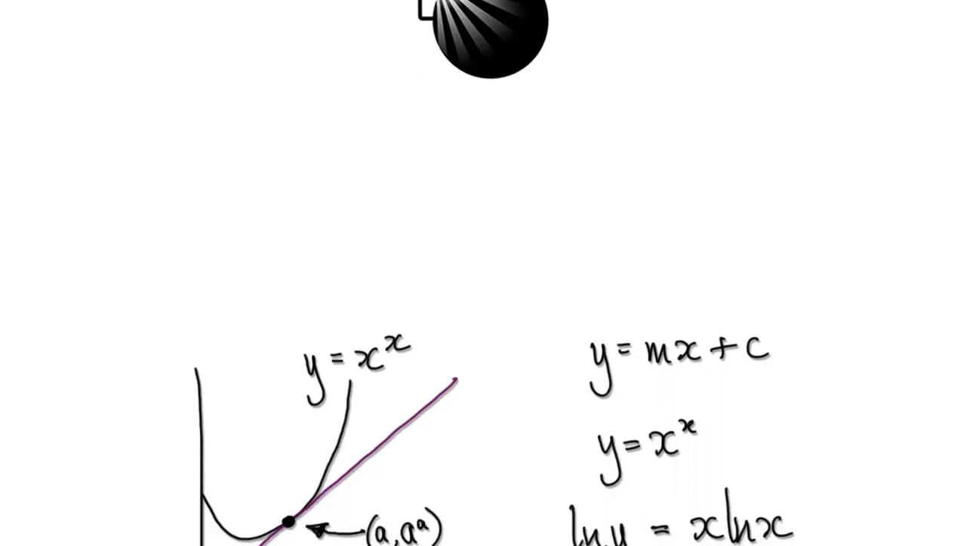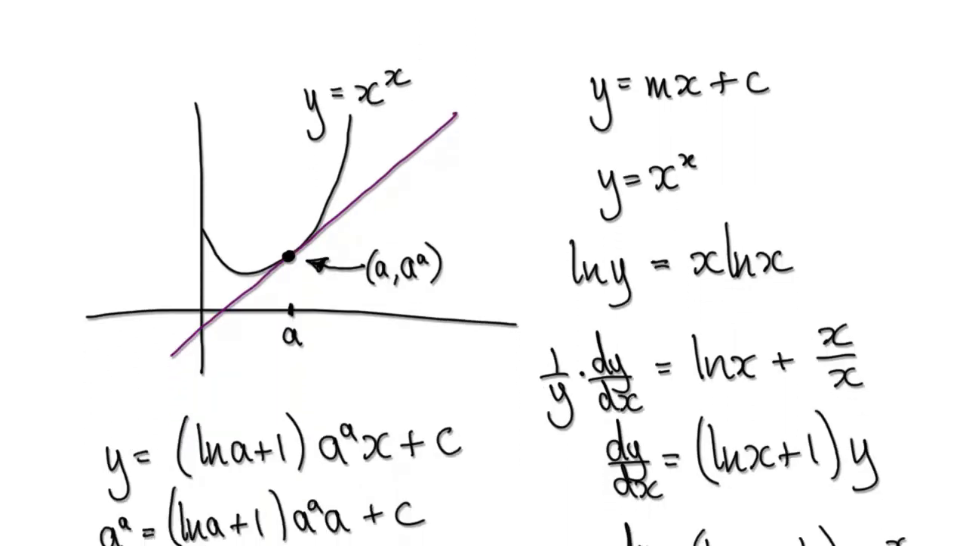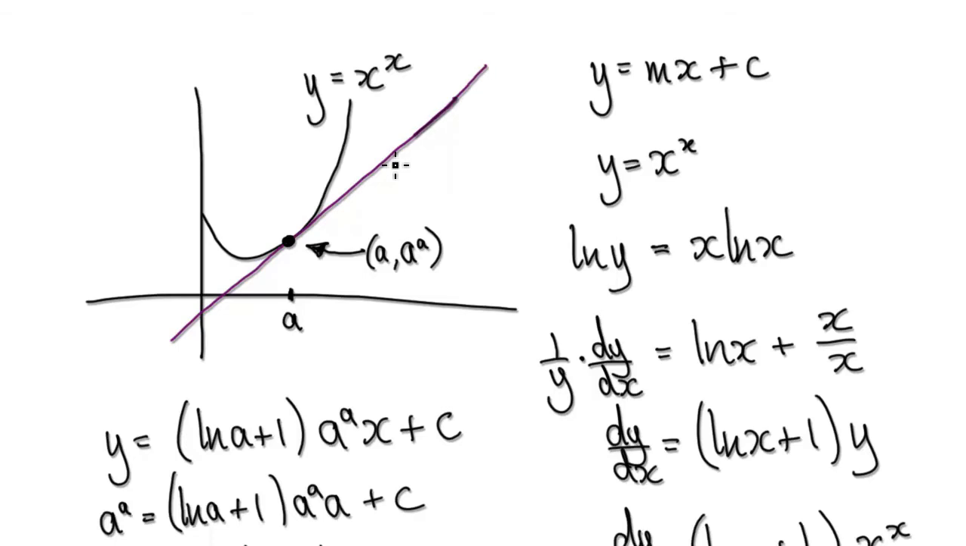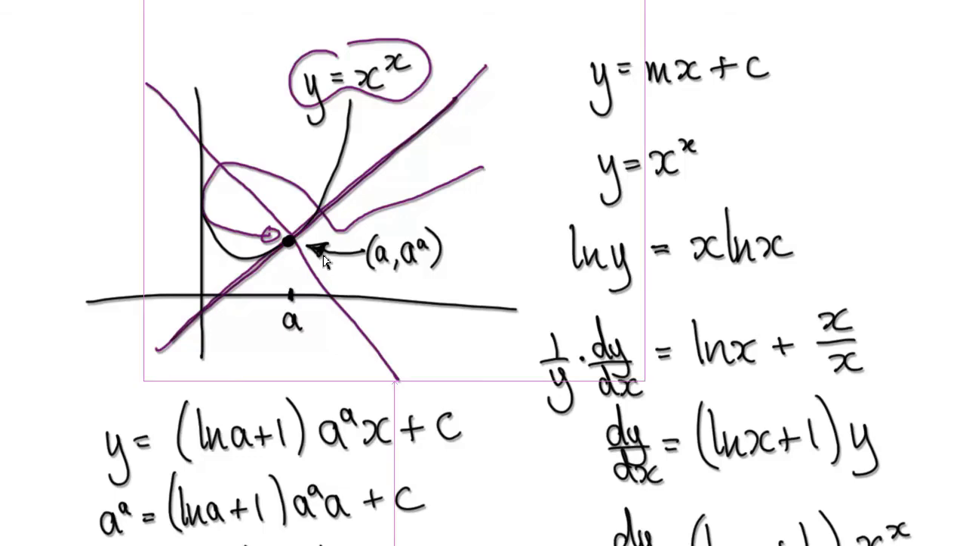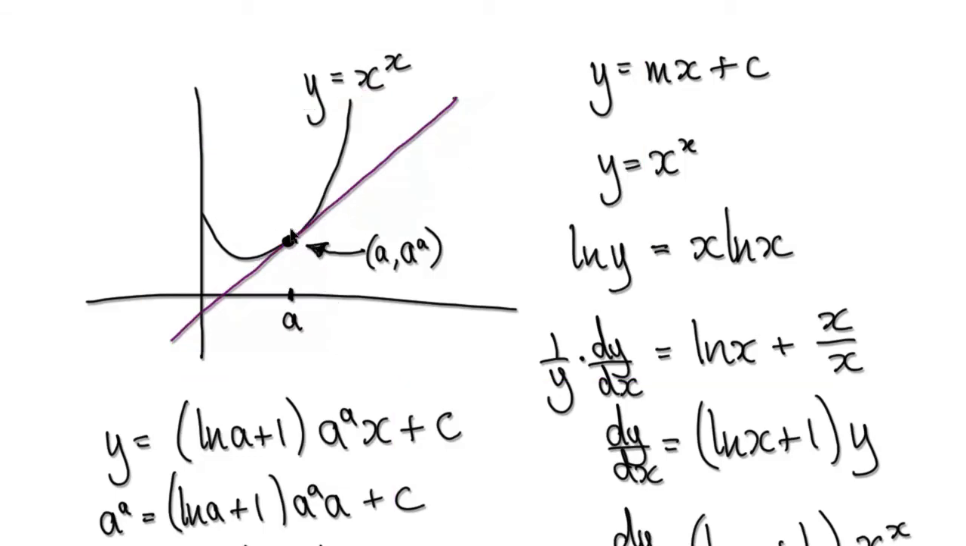In this video I'm going to show you how to work out the equation of the tangent line and the equation of the normal line for this graph at this given point right here. The point here is given by a comma a to the power of a.